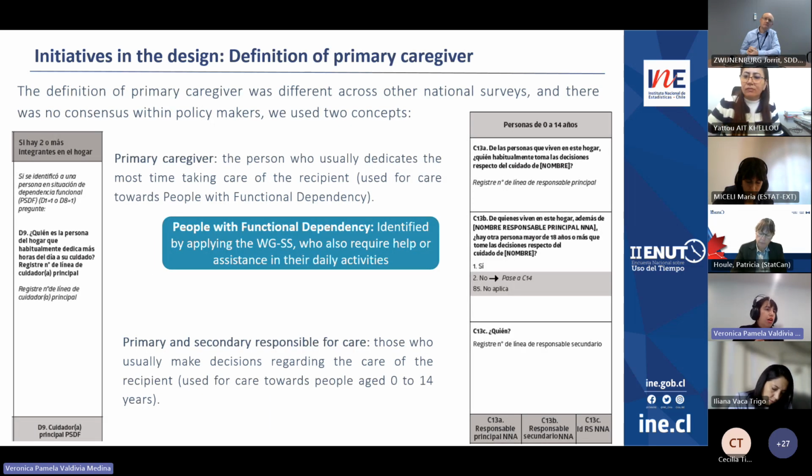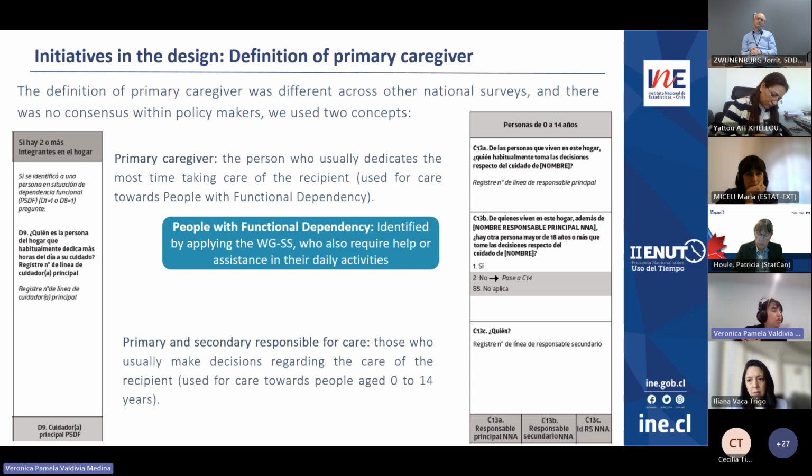So the first obstacle we had here was the definition of the primary caregiver. Across other national surveys in our country, this definition varied. And additionally, there was not yet a consensus among policymakers of what that concept was. So we provided two different concepts here. The first one, we use primary caregiver, referring to the person who usually dedicates the most time to taking care of the recipient, and it was used towards care of people with functional dependency. For us, we identify that by applying the Washington Group short set list and the people who also required help or assistance in their daily activities.